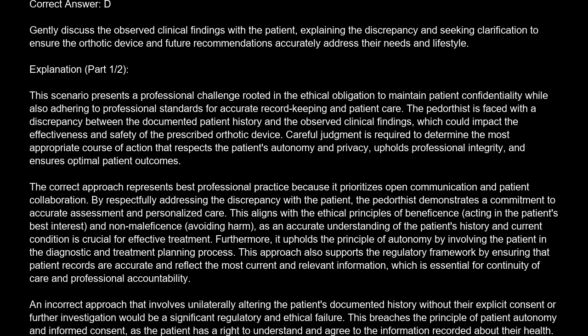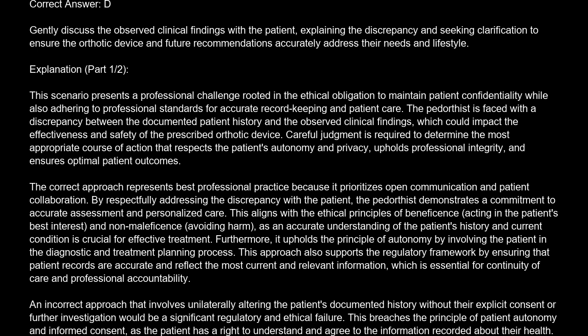Explanation. This scenario presents a professional challenge rooted in the ethical obligation to maintain patient confidentiality, while also adhering to professional standards for accurate record-keeping and patient care. The pedorthist is faced with a discrepancy between the documented patient history and the observed clinical findings, which could impact the effectiveness and safety of the prescribed orthotic device. Careful judgment is required to determine the most appropriate course of action that respects the patient's autonomy and privacy, upholds professional integrity, and ensures optimal patient outcomes.